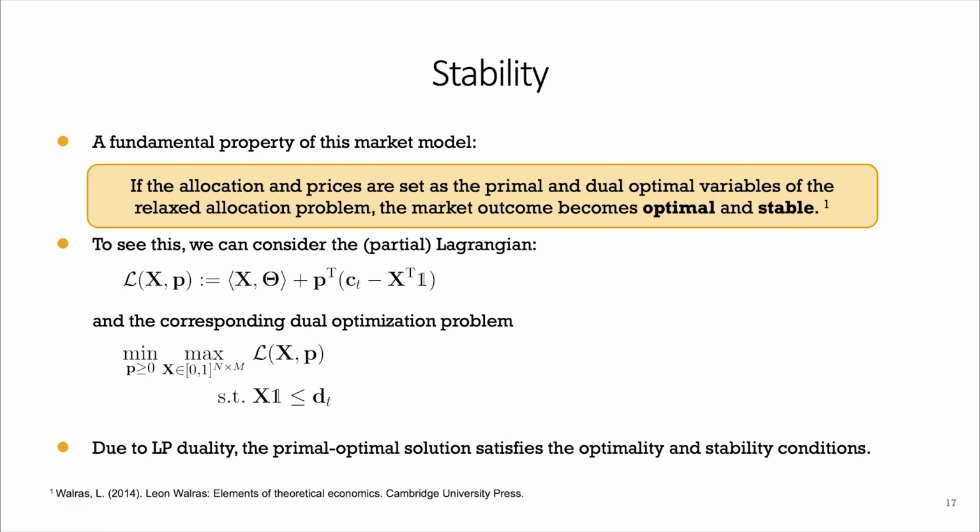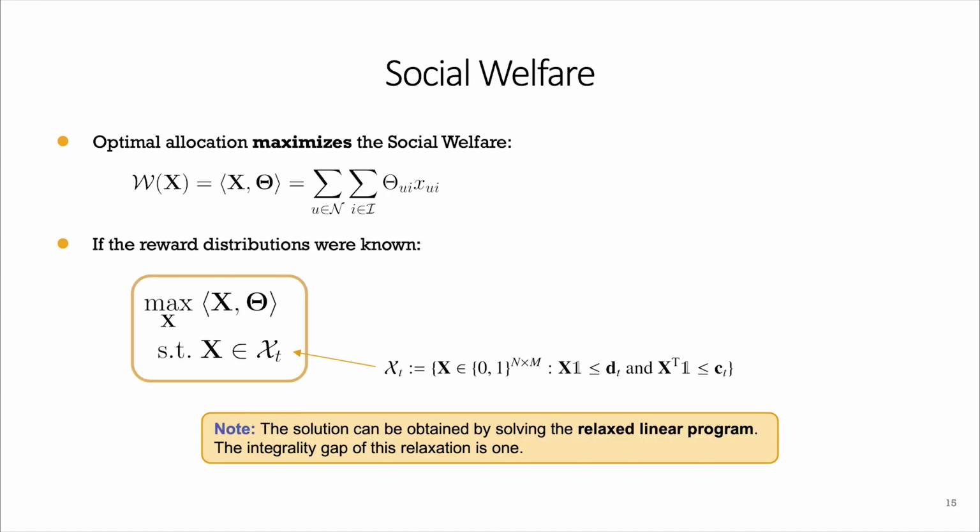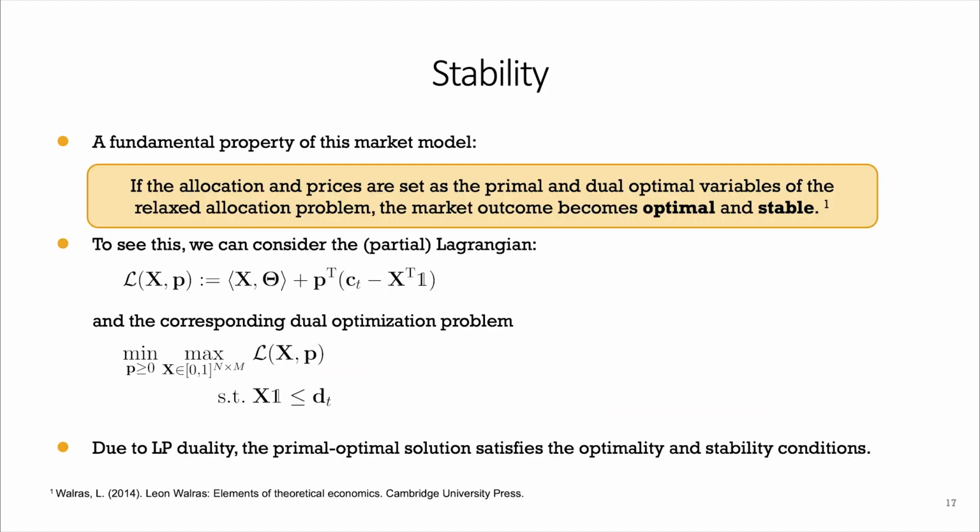A fundamental property of this market model states that if the allocation and prices are selected as the primal and dual optimal variables of the relaxed allocation problem, which is this problem, then the market outcome becomes both optimal and stable simultaneously. To see this, we can consider the partial Lagrangian, because we're only converting the capacity constraints, and the corresponding dual optimization problem, but details are left for readers to check in the paper. And due to LP duality, the primal-dual optimal solution satisfies the optimality and stability conditions.